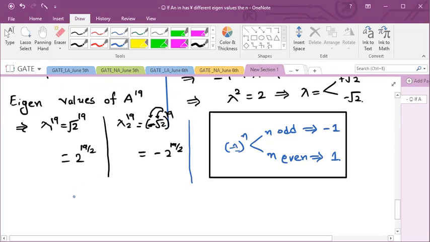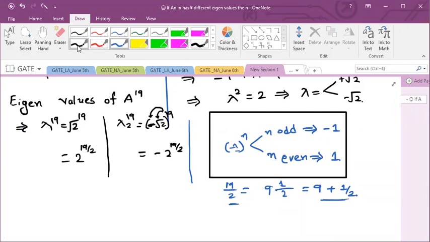Now the answer depends on your option. If the option is given as 2 to the power 19 by 2 and minus 2 to the power 19 by 2, then your answer is over. But if it is given in a different form, let me show you another form as well. Can I convert 19 by 2 as 9 twos are 18 plus 1, right? That is, this improper fraction into a mixed fraction, 9 integer half. This is 9 plus half, isn't it? So 19 by 2 can be written as 9 plus half, so it can be written as 2 to the power 9 plus half.